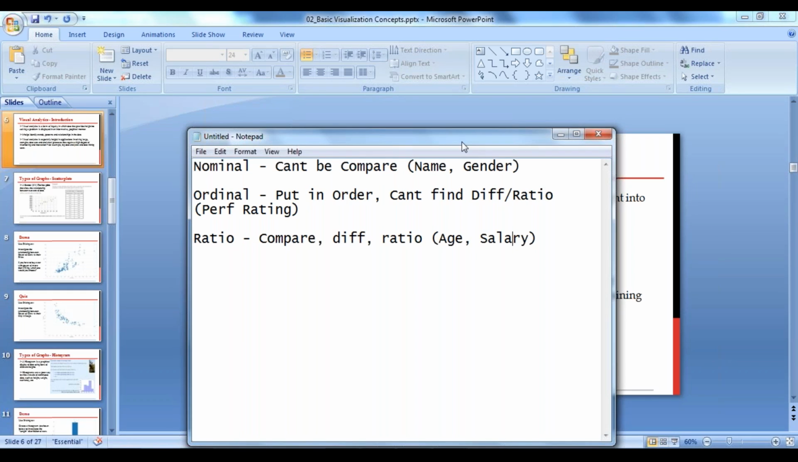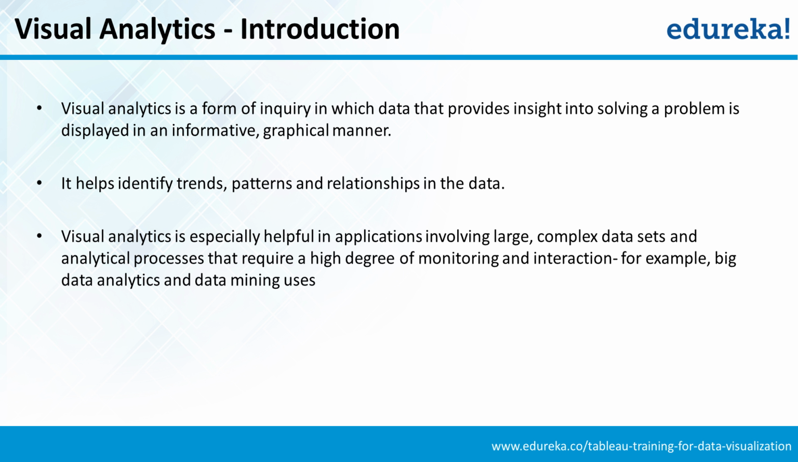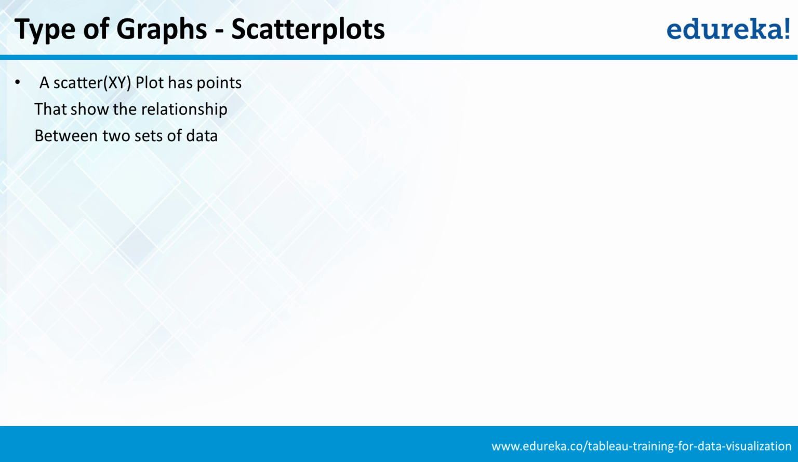And let's say we have sales of a company, how much sale the company was able to generate in last one quarter. Yep, that's ratio. Okay, so I think you have understood the difference between nominal, ordinal, and ratio. So with that context in mind, let's try to understand when to use what kind of visualization.